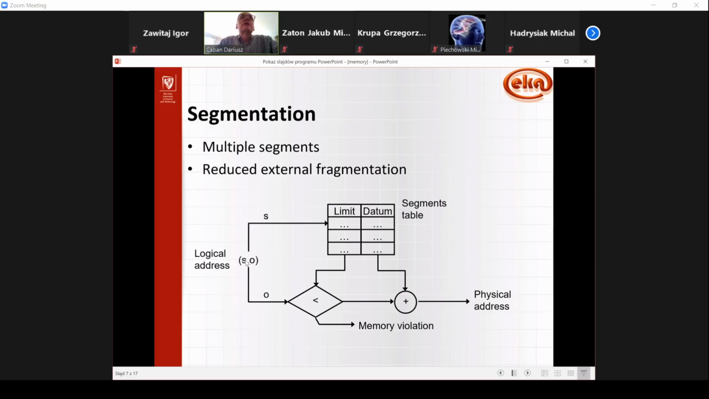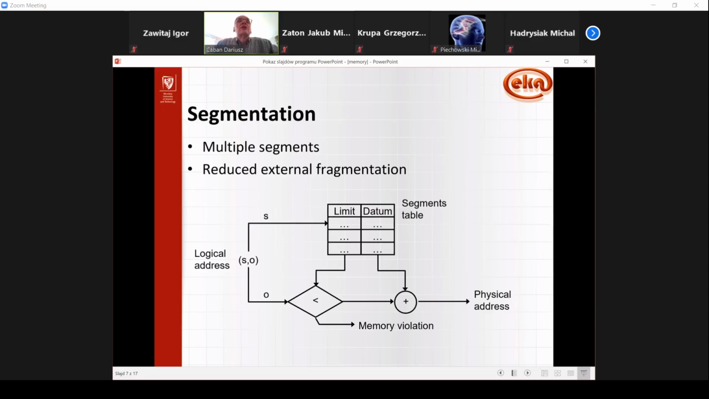So each address, when it is being translated, the offset is checked against the limit of the segment that it's referring to, and a memory violation is generated if the offset is too big. Then it adds the beginning of the segment, and that's used as the physical address going to the bus of the computer to access memory.